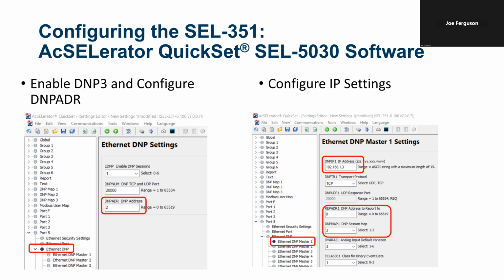So there on the left, you can see port 5. That's an Ethernet port that we're going to be using for DNP3. So we have to configure that port for DNP3 communications. So we have to set up the IP address. You can see in the square there on the left, the DNP ADR setting. That's really important. We're going to talk about that in a little bit.